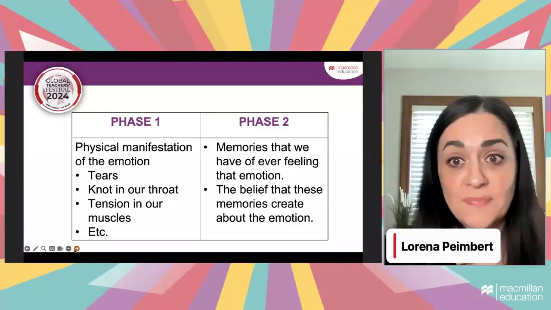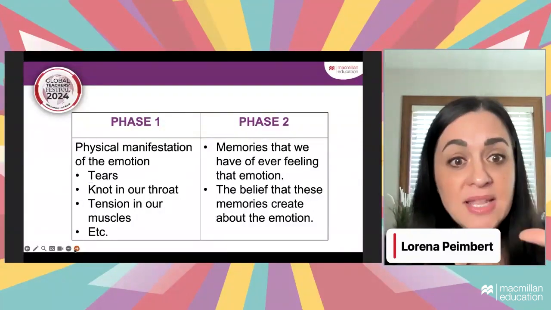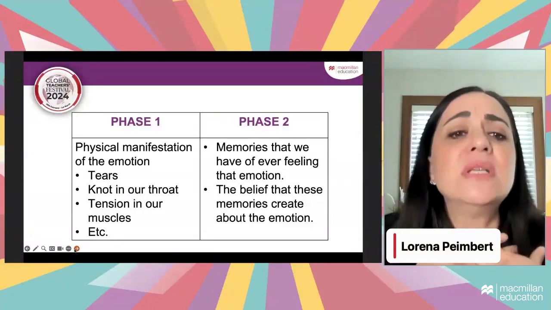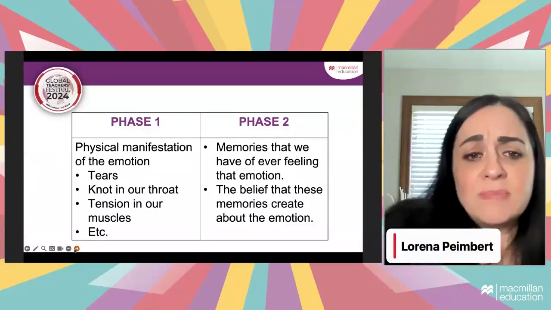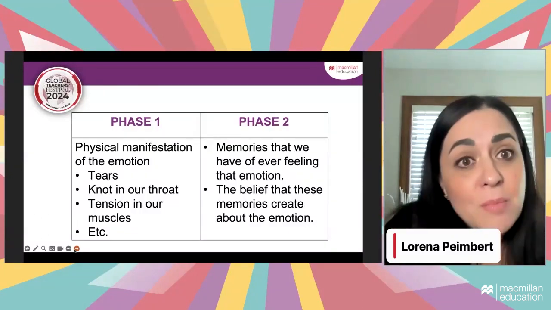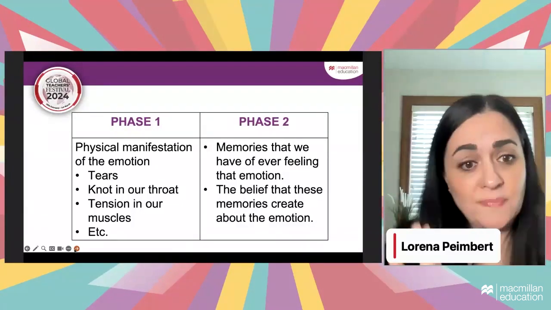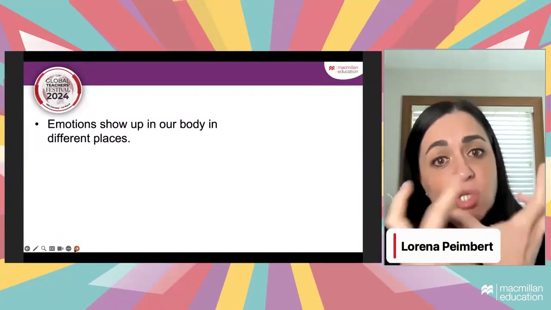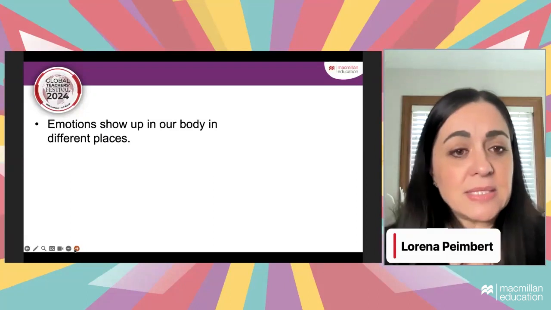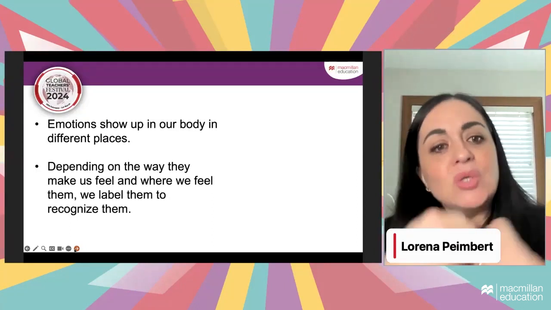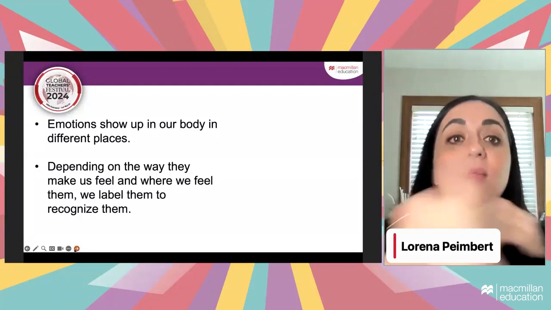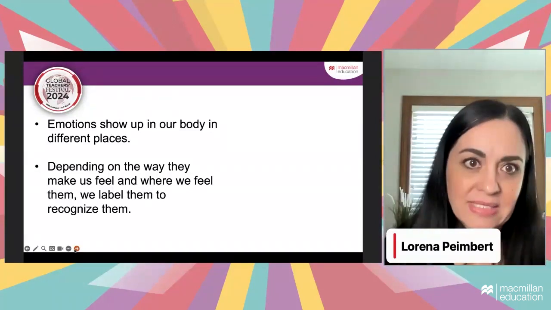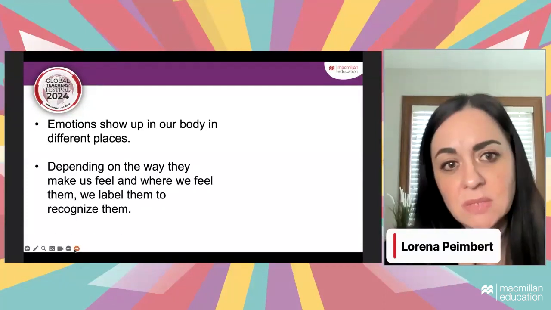So emotions have two phases. The physical manifestation of the emotion where we can see it, the tears, the knot in the throat, tension in our muscles, and the memories that are attached to that emotion, okay? So emotions show up in our body in different places. And depending on the way they make us feel and where we feel that emotion, we label it to recognize it, okay? That is super important.